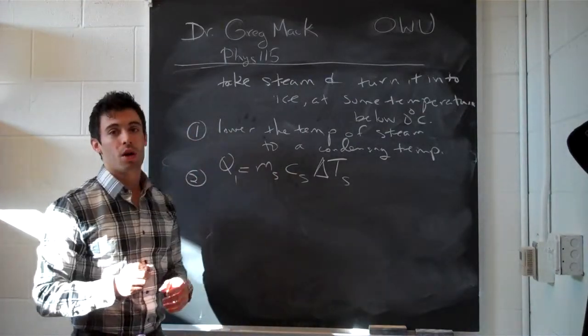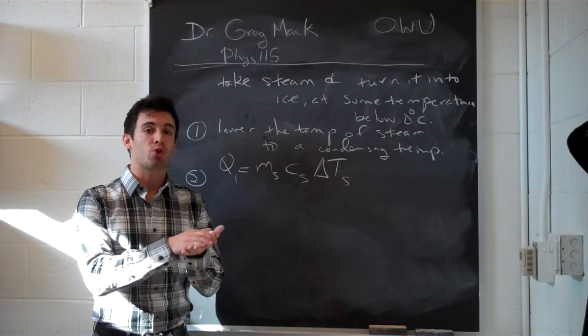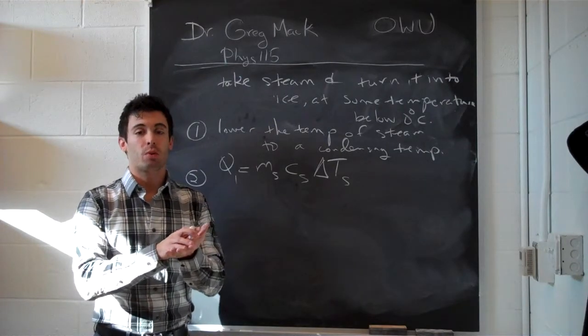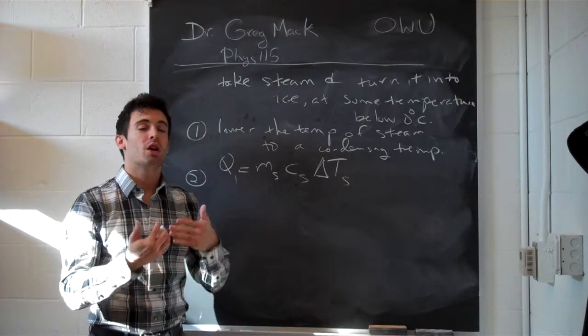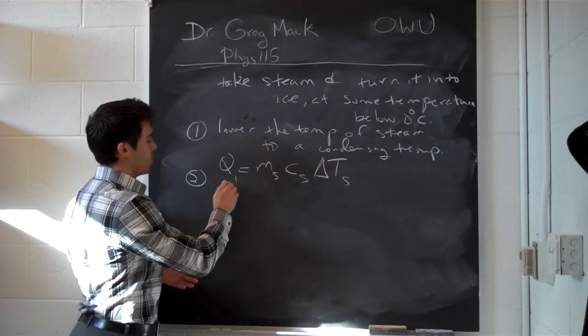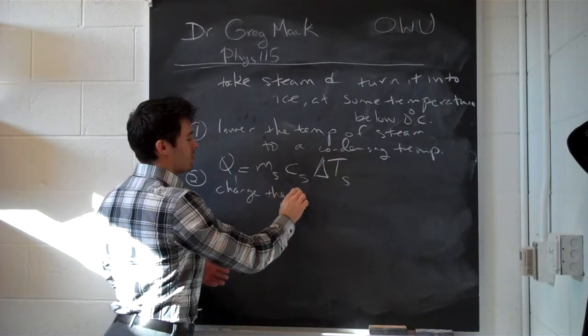The second one would then be, we now have the steam at the right temperature to change into a liquid, but we have to actually make it turn into a liquid. So we have to take away the amount of energy that you would need in order to actually have it condense into that liquid. So we now have to change the phase.